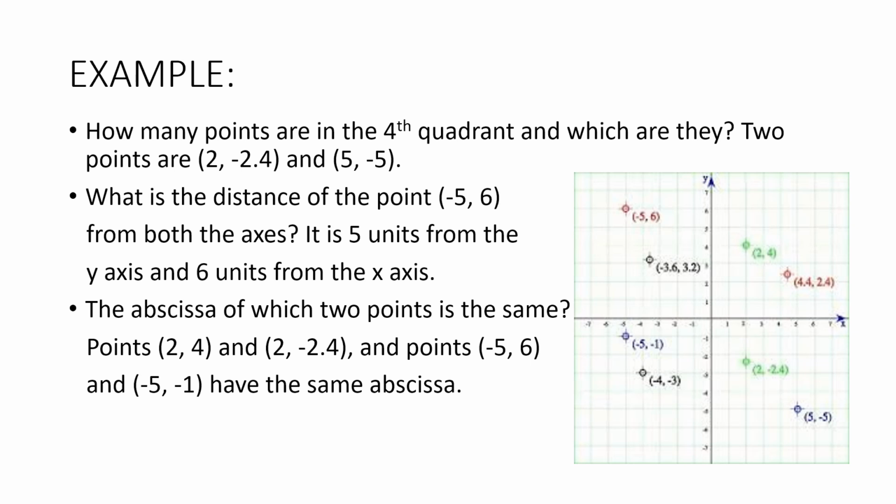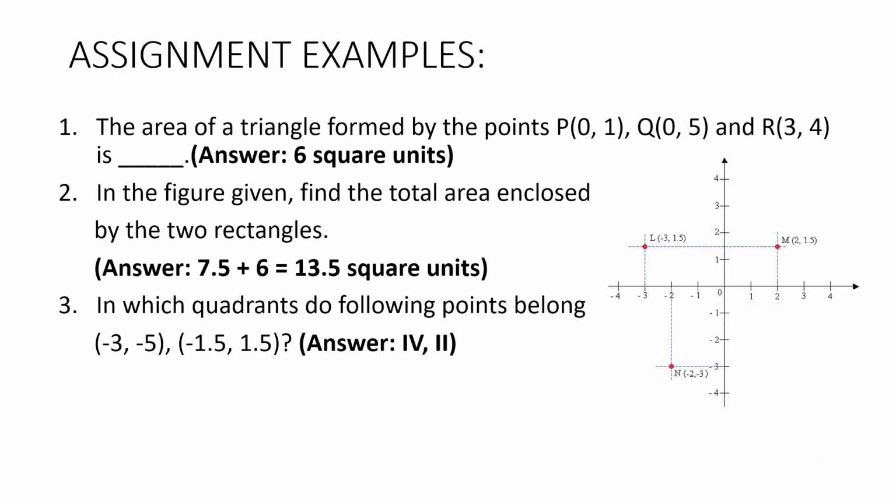The abscissa of which 2 points is the same? Abscissa means x coordinate. The points (2, 4) and (2, -2.4), and the points (-5, 6) and (-5, -1) have the same abscissa. Some assignment examples which would be useful.